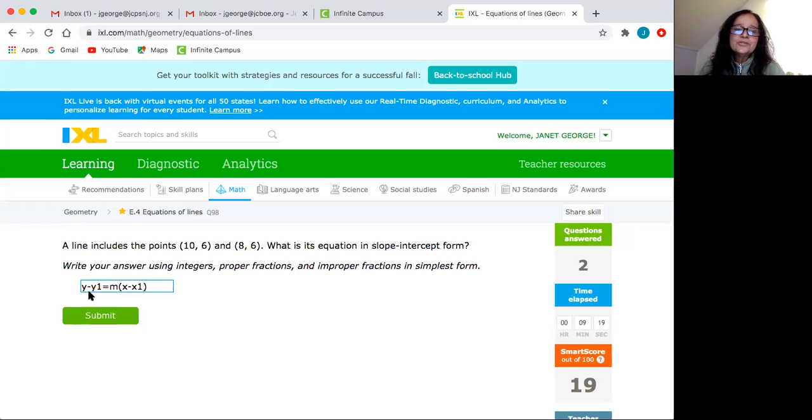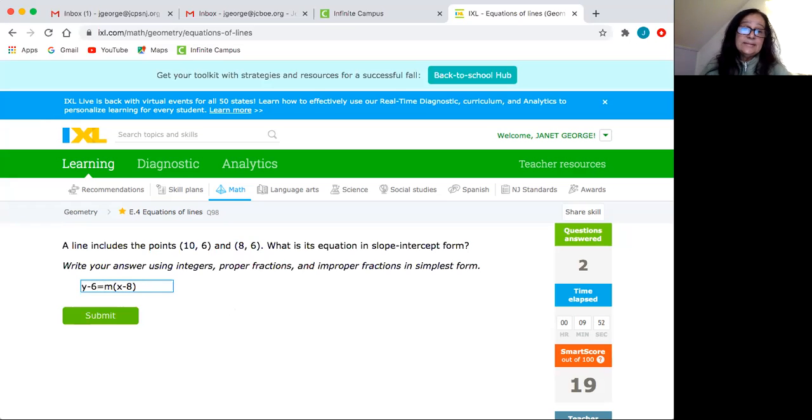Good job. So x1, y1, which point do we choose? Actually the choice is yours. You can choose 10, 6, or you can choose 8, 6. Okay, I may choose the second one. All right, you can choose the first one. The choice is yours. All right, so instead of y1, we're gonna just put number 6, and instead of x1, we're going to put number 8.